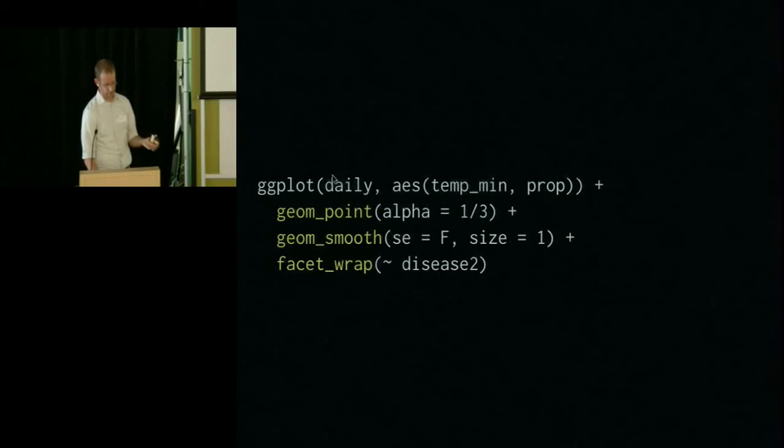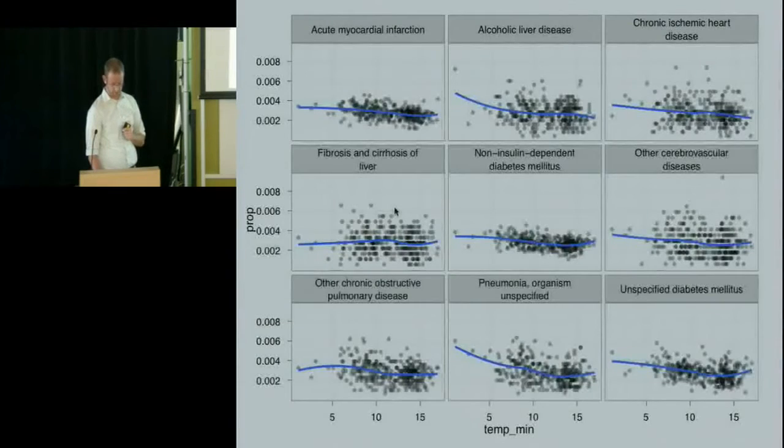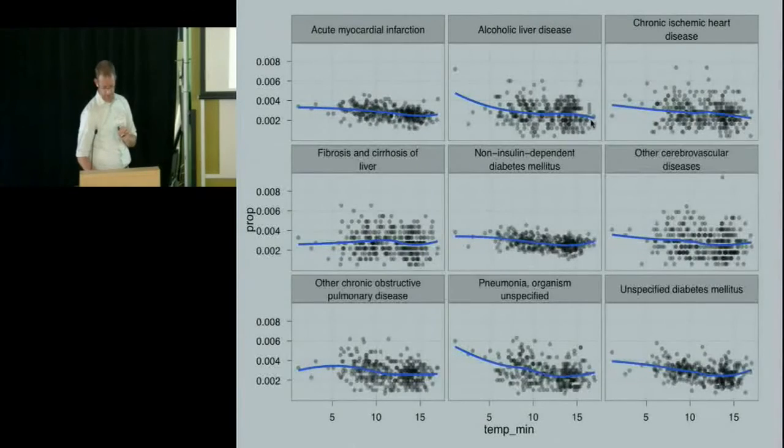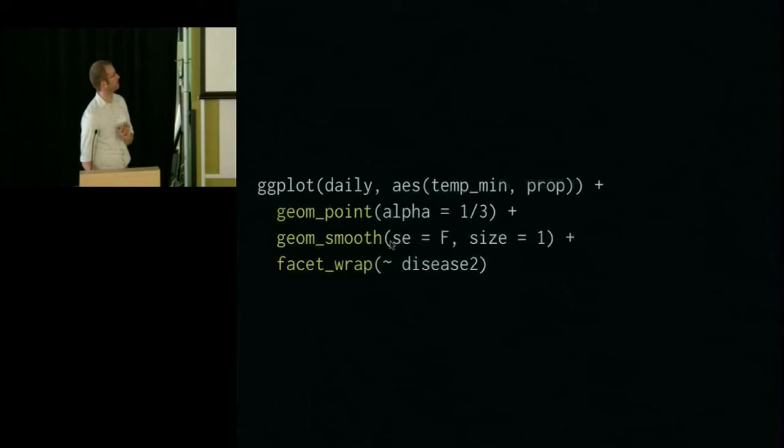So again, we've got this daily data. It's got, for each cause of death, the temperature and the proportion of people who died on that day. So temperature on the x-axis, proportion on the y-axis. Then I'm going to use points to display that data. I'm going to specify an alpha, so I'm going to make the points transparent, to deal a little bit with this overplotting problem, so I have some idea where the majority of the points lie. And then on top of that, I'm going to overlay a smooth. So just these smooth lines, which I've said this time I don't want any standard errors, and I want to make it thick. I want the size to be big so I can see it.